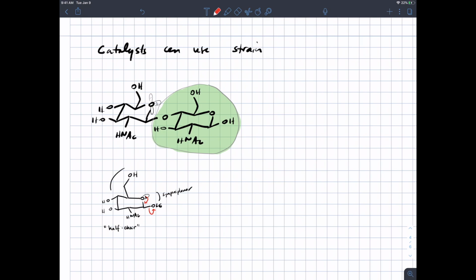All right, your text mentions phase transfer catalysts like crown ethers. I think that's worth looking at, but I don't think it's really worth talking that much about because it's pretty straightforward.